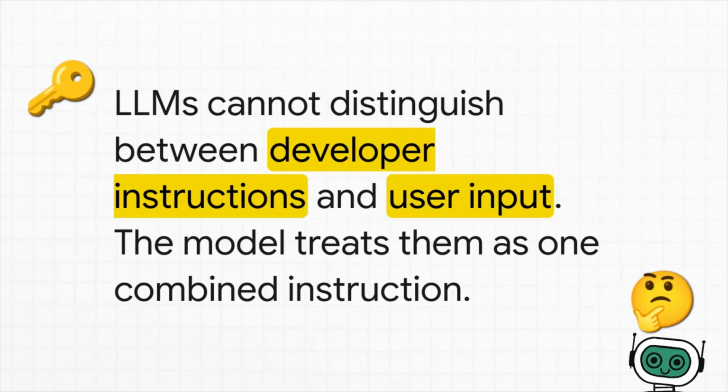And here it is. This is the root of the problem. Large language models can't really tell the difference between the instructions their developers wrote, the system prompt, and the instructions a user provides. To the model, it's all just text. It sees the developer's rules and the user's question as one combined command, and it has to decide which part to follow. This ambiguity is exactly what an attacker exploits.